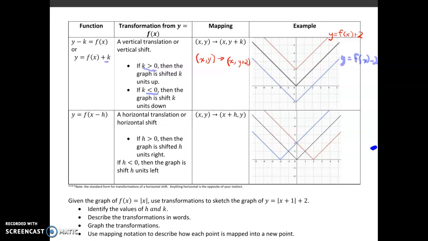So now we have a point that we need to transform. We had point x, y with the blue. How did those points change? Each and every point on the black changed to become the point of the blue by simply subtracting 2 from the y values.